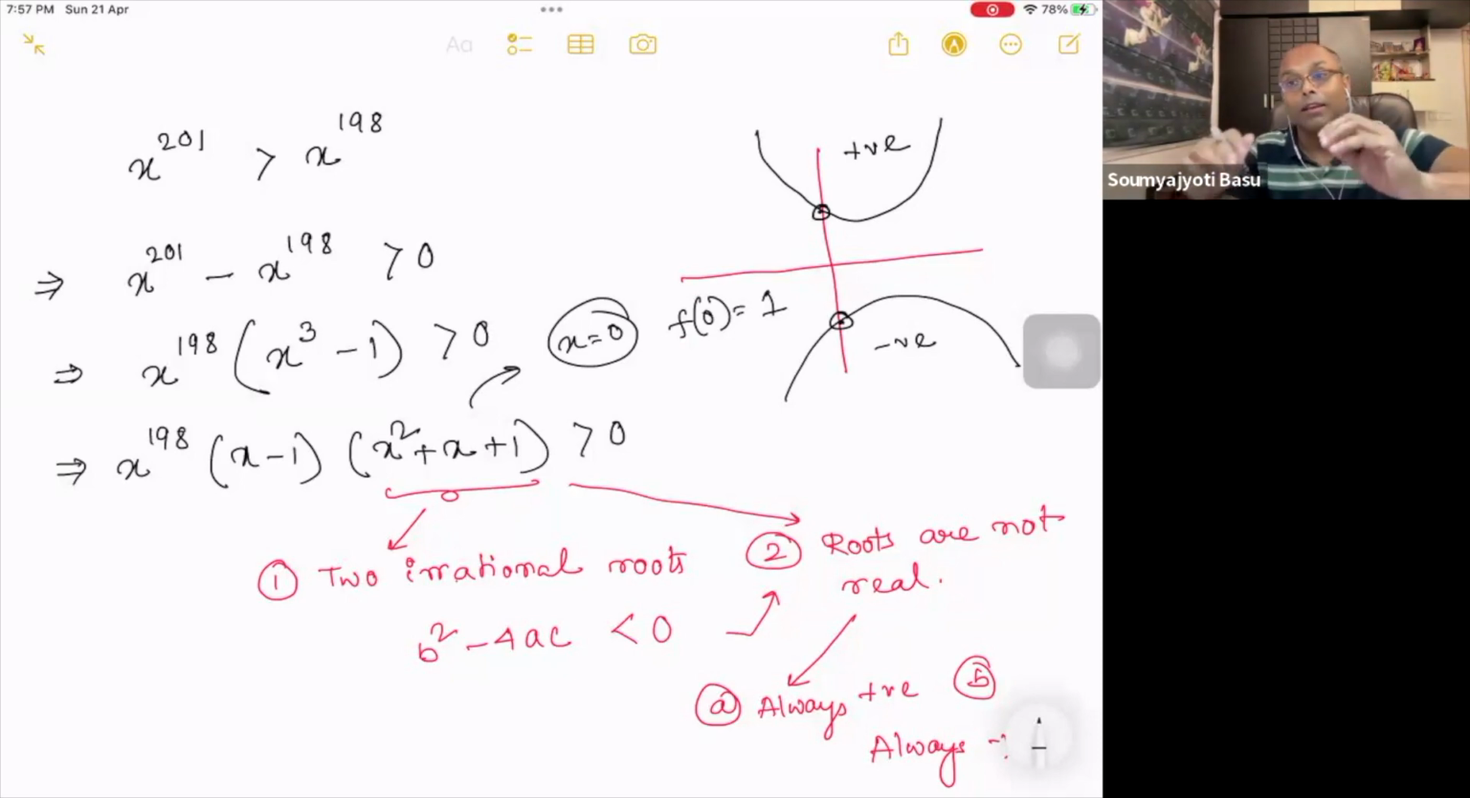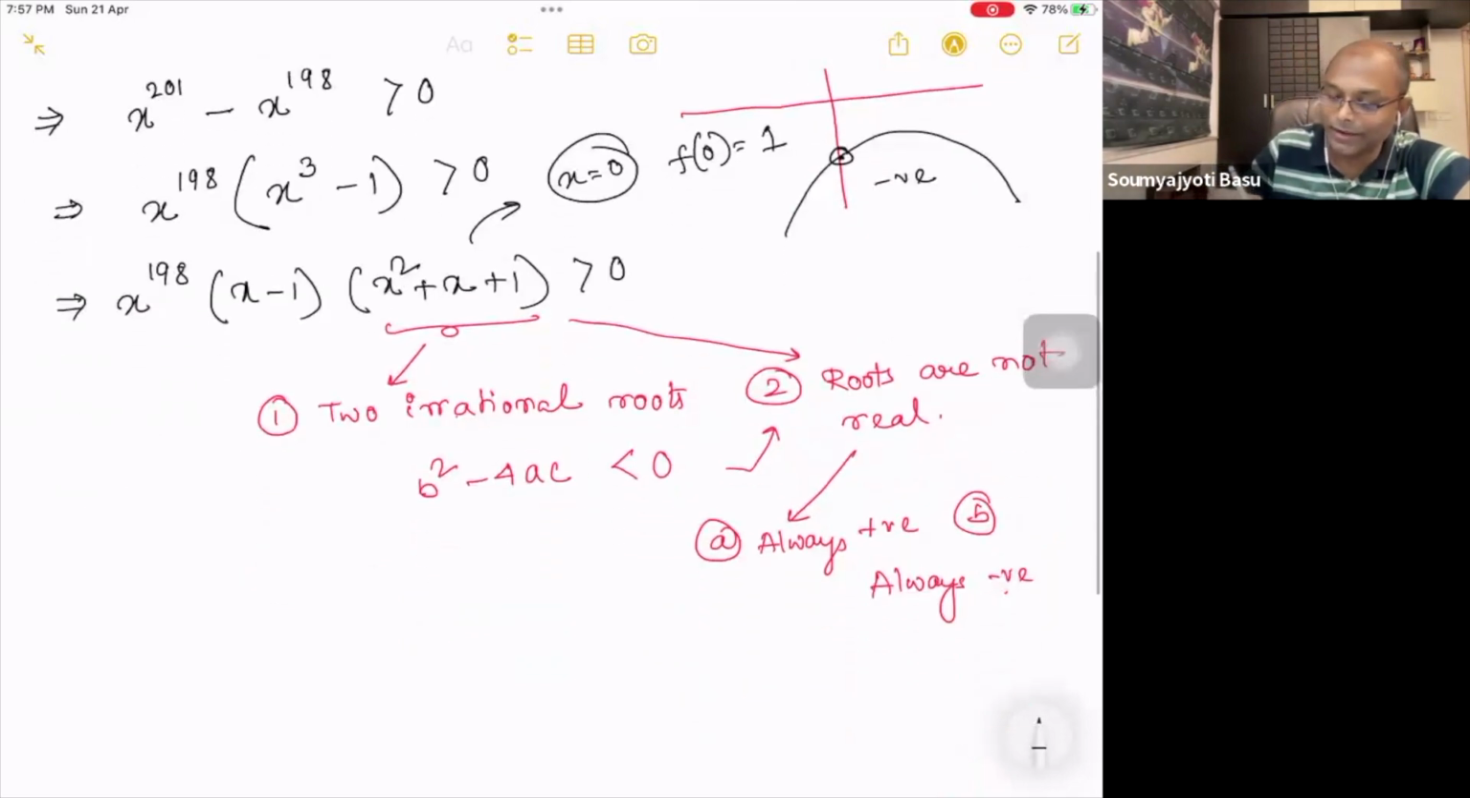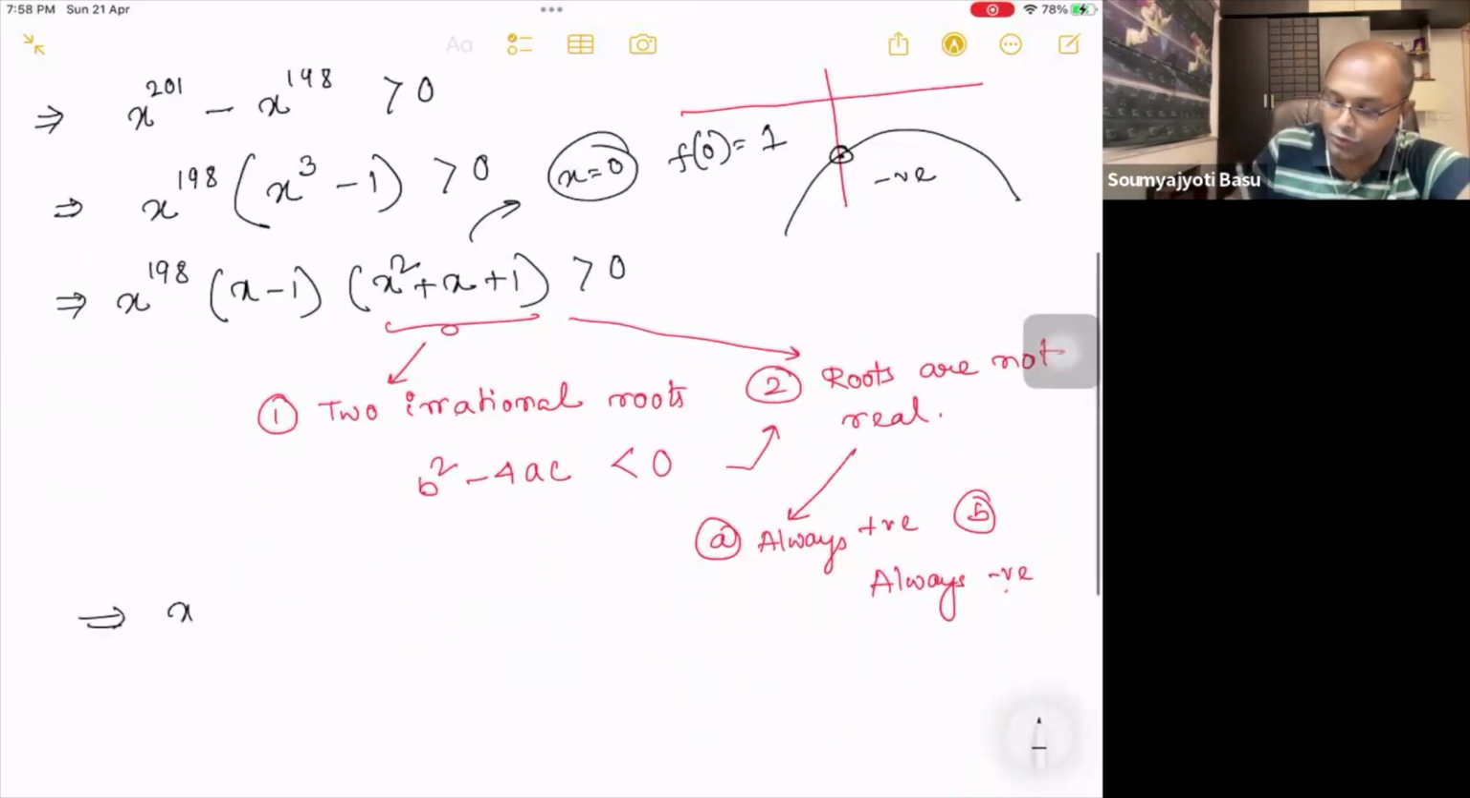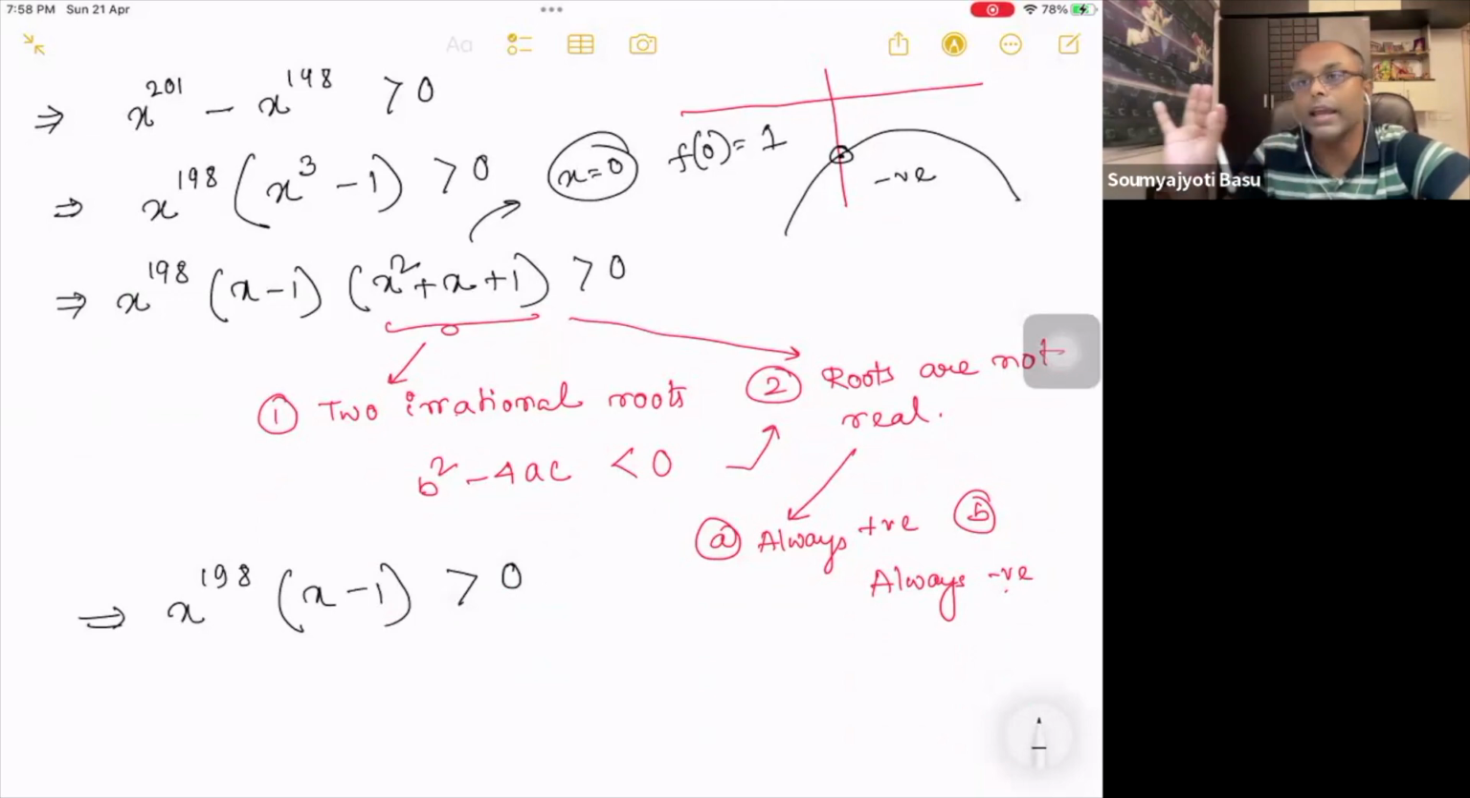Now, if you are absolutely sure that a particular expression is always positive, what can you do? You can remove that from the inequality, right? I can write this as x to the power 198 into (x minus 1) greater than 0 without any problem. There is no loss of solution. This is absolutely correct. Okay. Had it been always negative, then what would you have done?